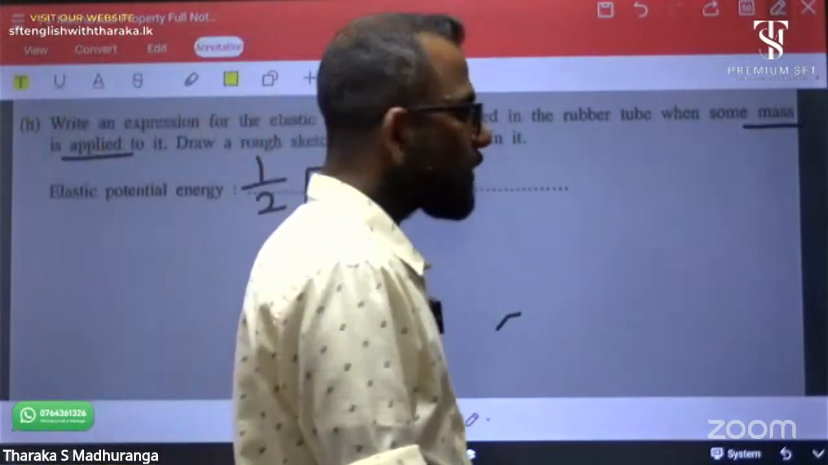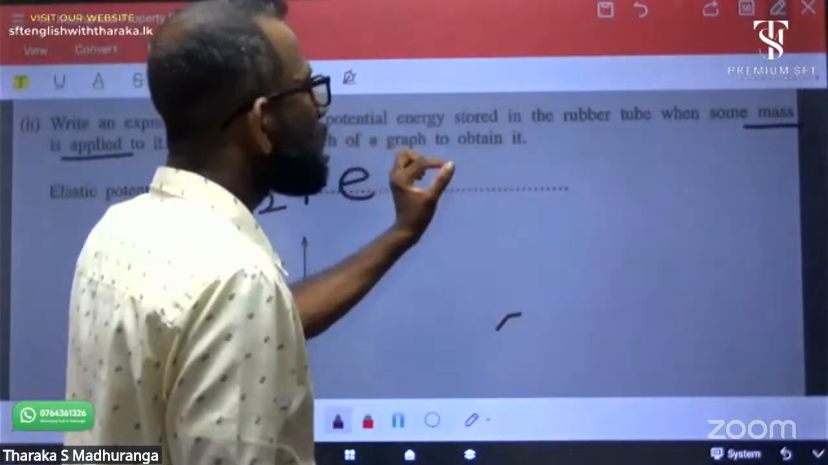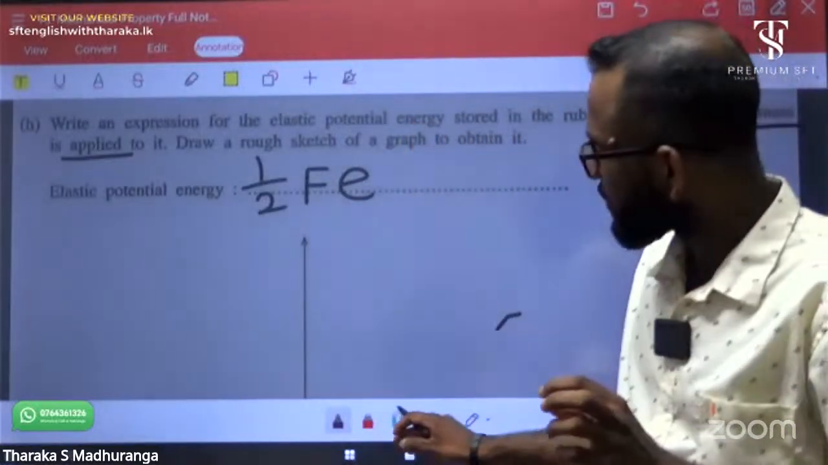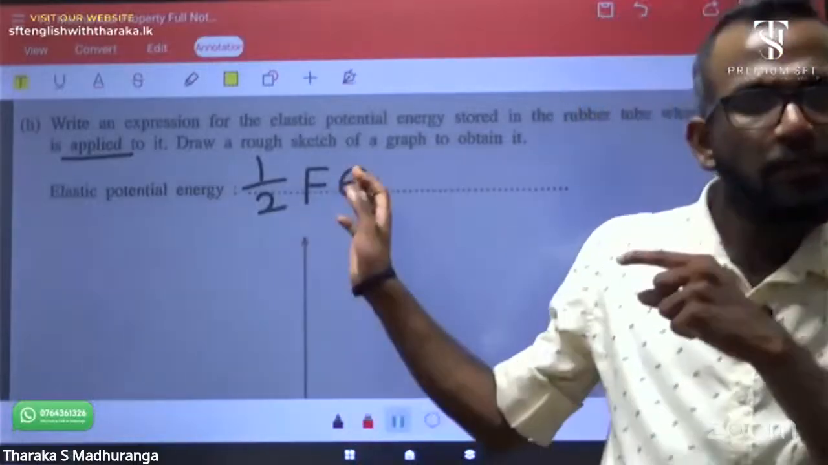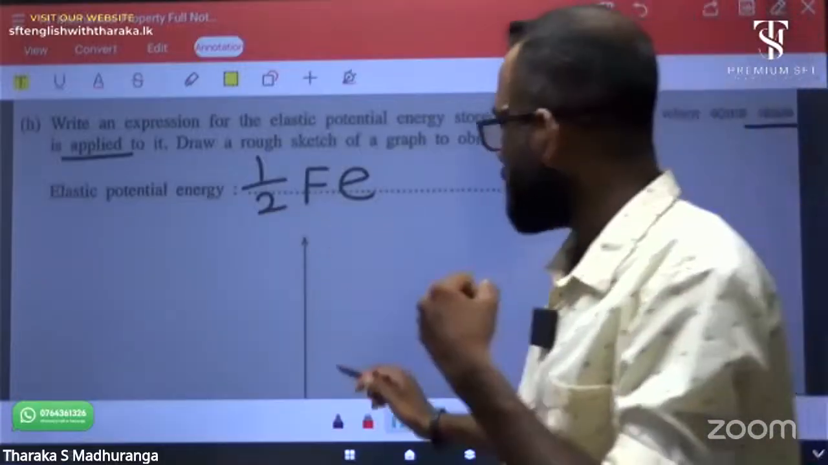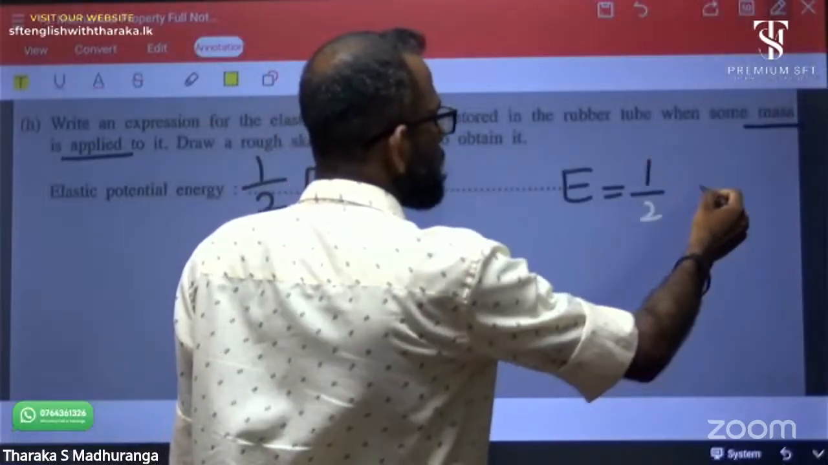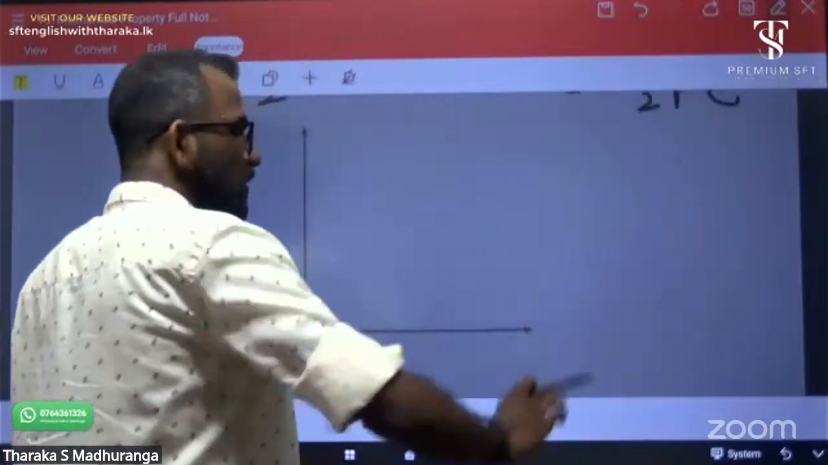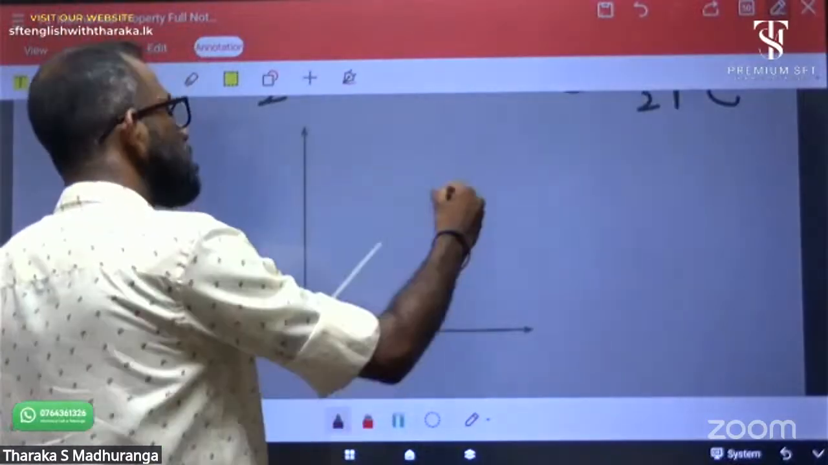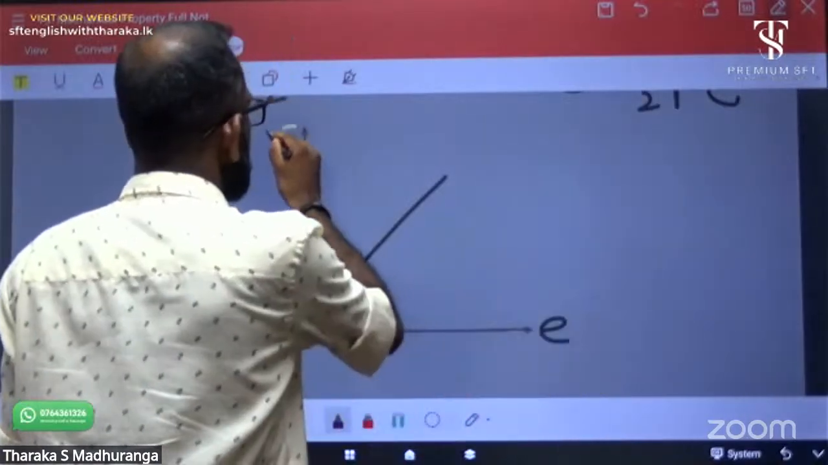Now, draw a rough sketch of a graph to obtain it. Using half Fe, what is the shape of the graph? Is there any intercept here? Elastic potential energy, E equals half Fe. Is there any intercept? No intercept. This is the graph. This is extension, this is applied force.